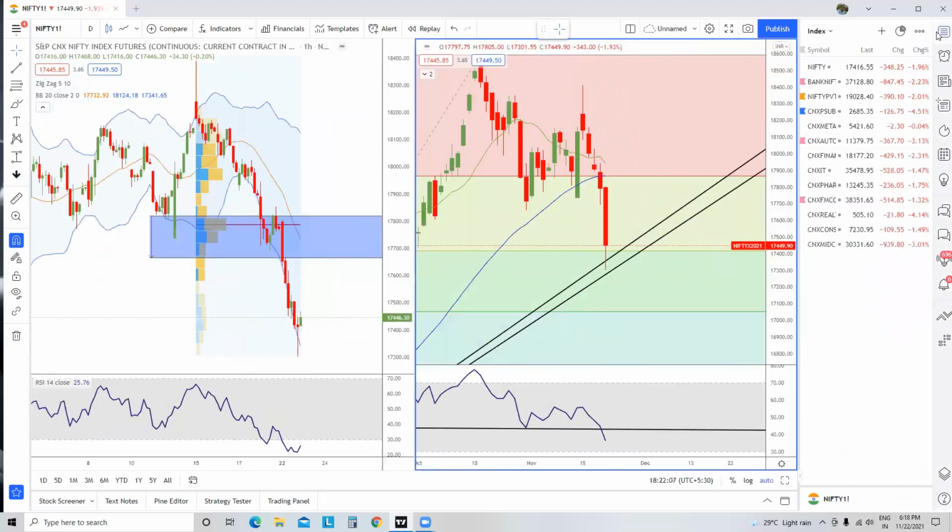If you check the sectoral indices today, almost all of the sectoral indices have closed in red, but the PSU banks and the auto index, these two indices have taken the most beating by the bears.